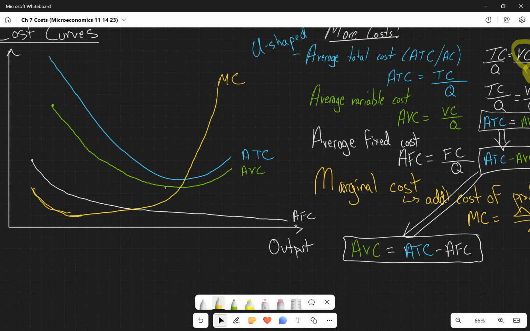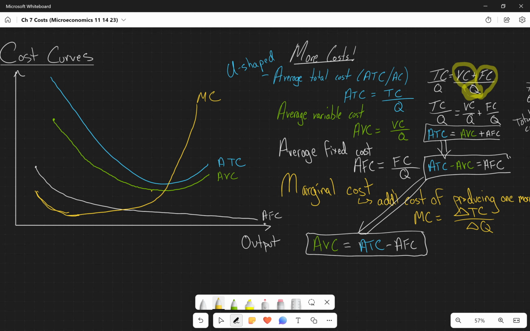All right, so those are our cost curves. Questions on our cost curves?